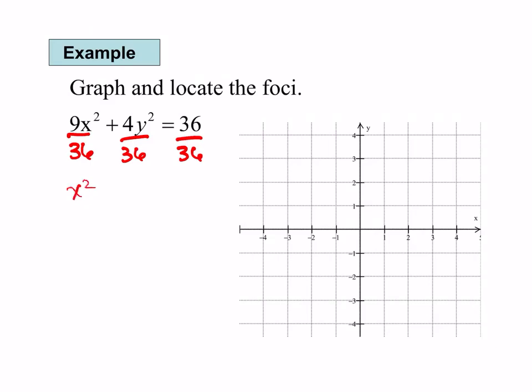And then we get the nice equation x squared over 4 plus y squared over 9 equals 1. So we know this one has to be vertical because the 9 is bigger. We know that A is 3. We know B is 2. So we can go ahead and draw that out. It's centered at 0, 0 because it's got the x squared and the y squared. So we go 2 on the x and 3 on the y. And those are our 4 points.